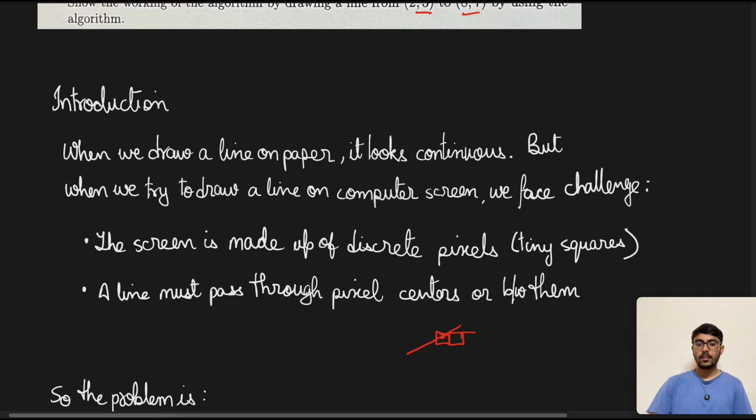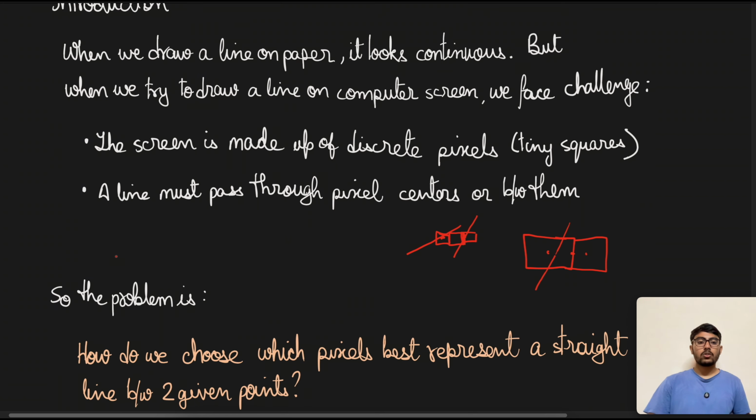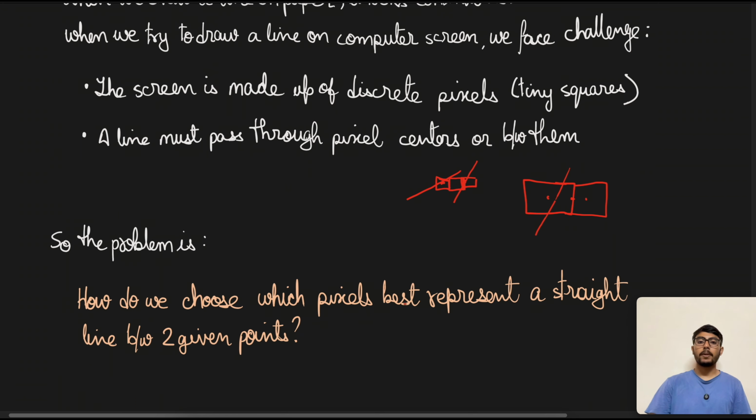from here, right, from the exact middle of the two pixels. It cannot pass, if we zoom in on a greater level, somewhere from here, right. Either it will be from the center itself or the intersection or the other center. That's it. So that is kind of the problem here. So the problem is, how do we choose which pixel best represents a straight line between the two given points?